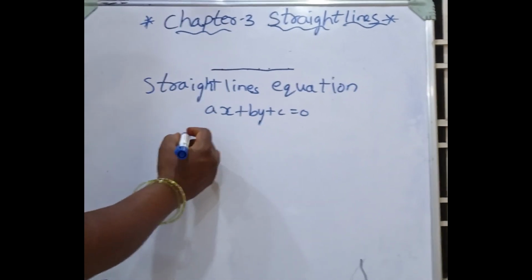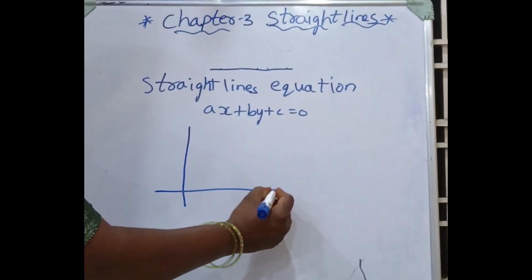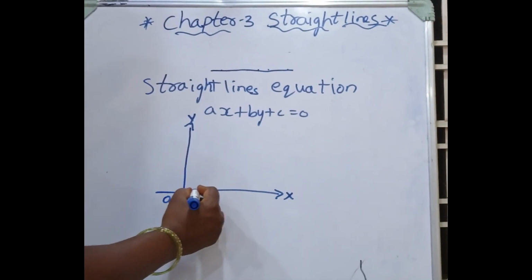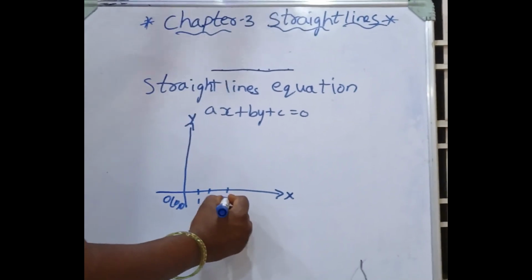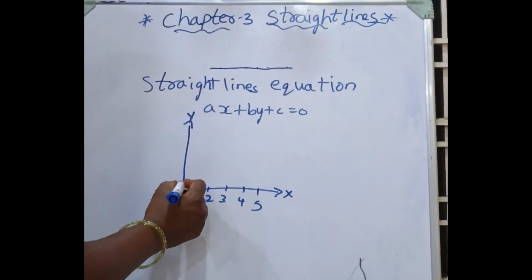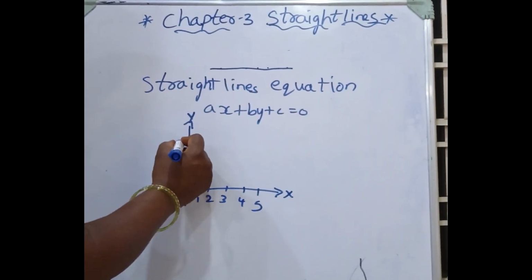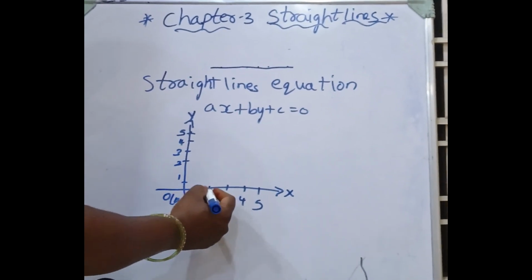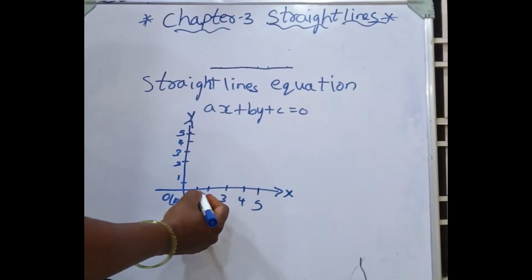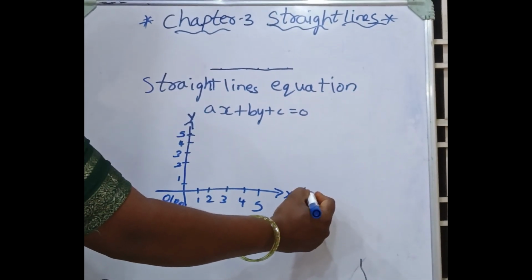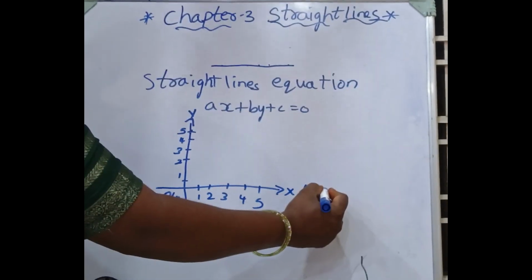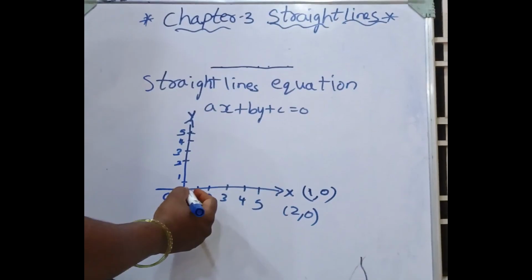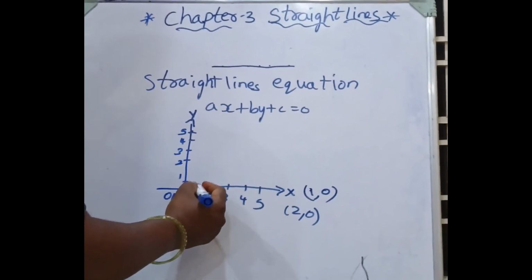Let us see, this is the x-axis and this is the y-axis. This is the origin 0, 0. Let us consider 1, 2, 3, 4, 5 on the x-axis and 1, 2, 3, 4, 5 on the y-axis. Consider the x-axis, where x takes some values and y is 0. This is the equation, and let us take one point at 1.